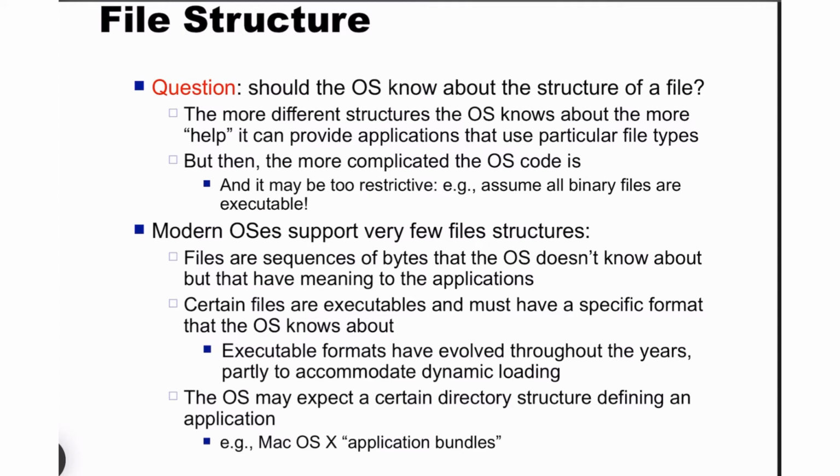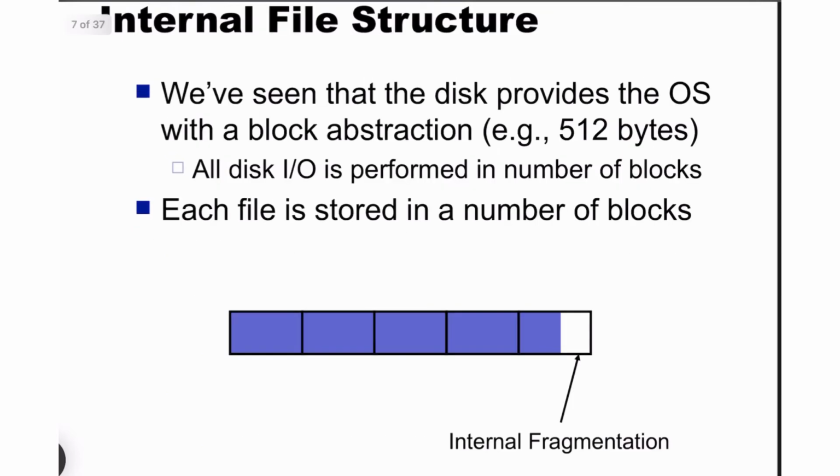Okay, the OS can expect a certain directory structure defining an application. And for internal file structure, we've seen that this provides the OS with a block abstraction. So, we don't really designate where to put a specific file on our hard disk. For example, this is our hard disk, and this is our file. The OS will designate what part of the hard disk it will save our file to. That is what we call the abstraction.